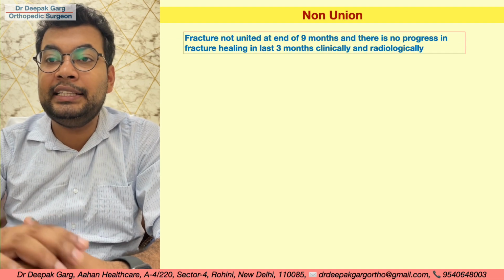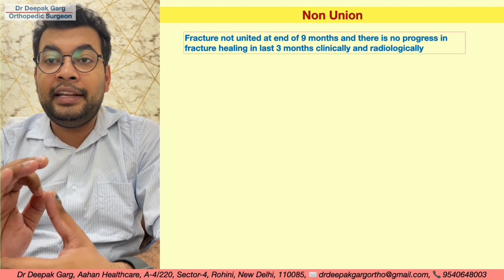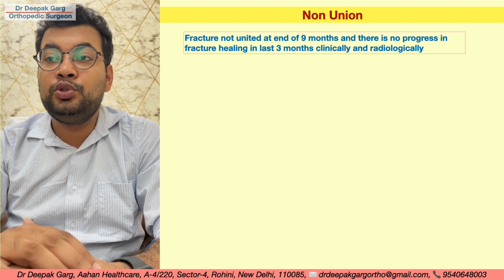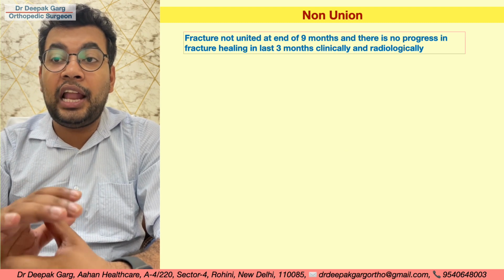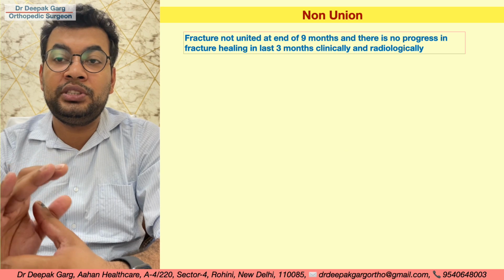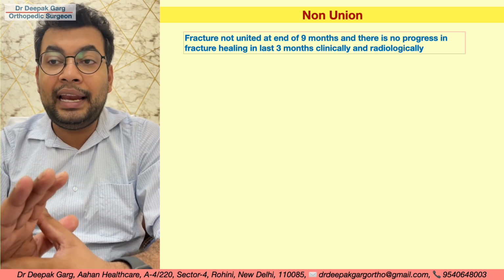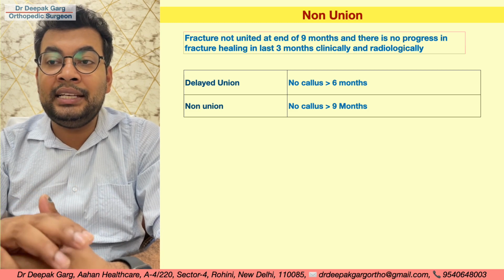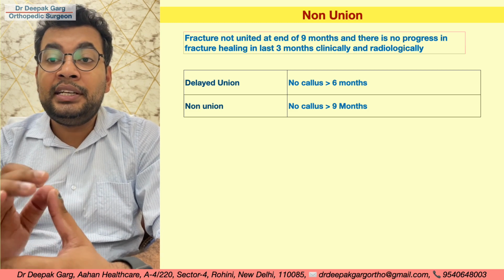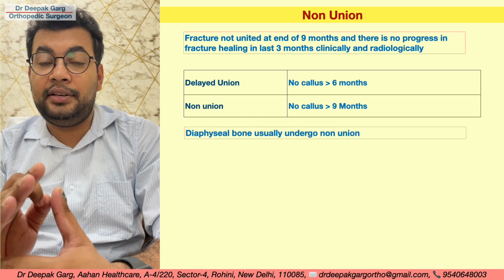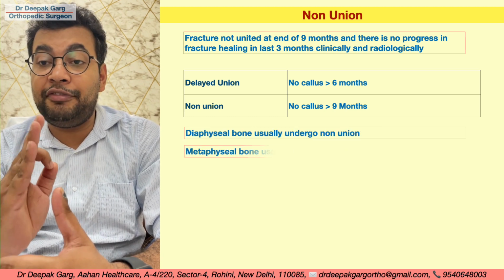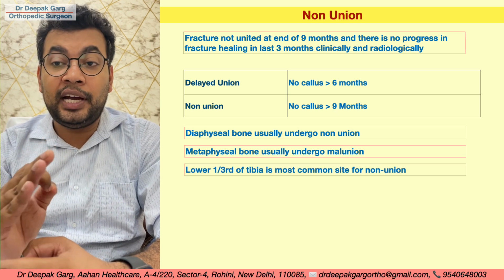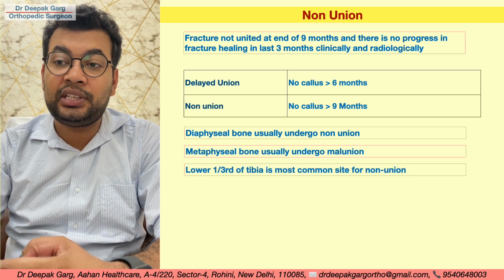Let's look at the details. Non-union is when the fracture is not united at the end of 9 months and there is no progress in fracture healing in the last 3 months clinically or radiologically. So delayed union is no callus in X-rays after more than 6 months. Non-union, no callus in X-rays after more than 9 months. Diaphyseal bone usually goes into non-union, whereas a metaphyseal bone will usually go into malunion. And the lower one third of the tibia is the most common site for non-union.